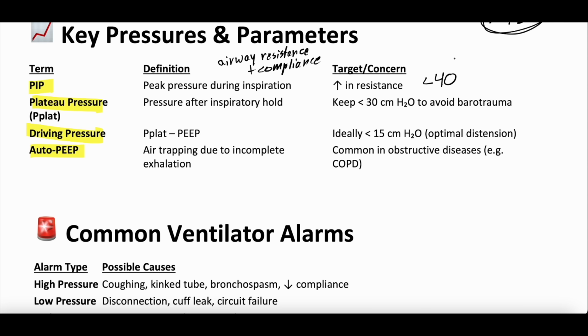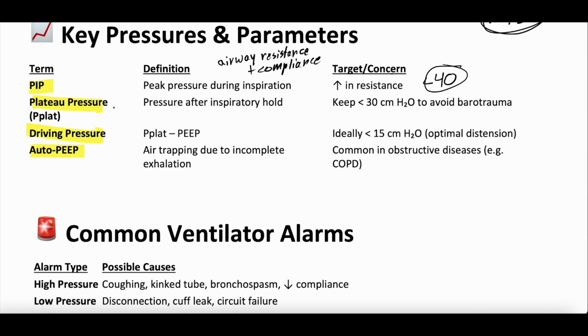So those peak pressures reflect airway resistance and compliance, and you look for that 40 number, although that's not hard and true. We have a whole episode on peak and plateau pressure, so we're not going to dive into the causes of each because that's even more advanced. We just wanted to point out that they exist and talk about some norms.